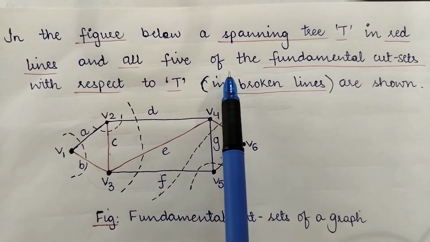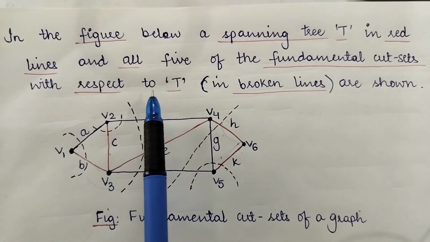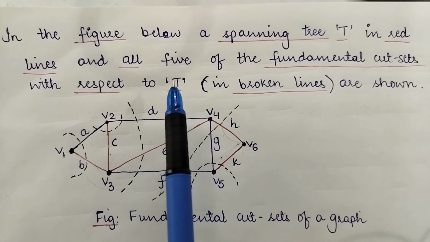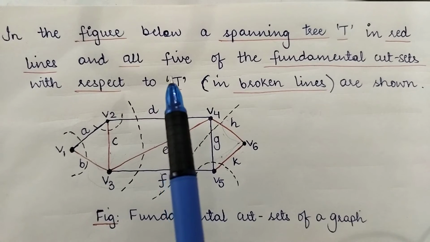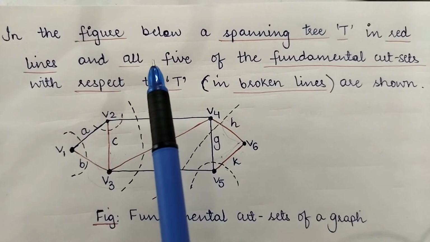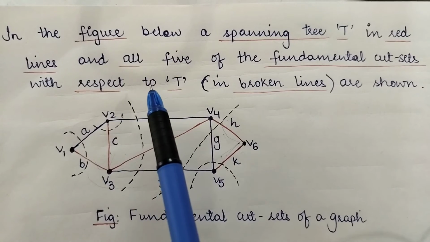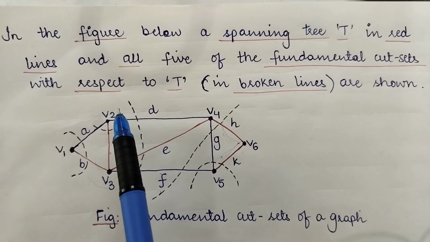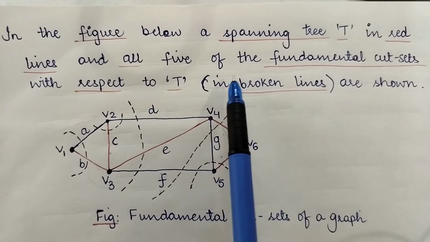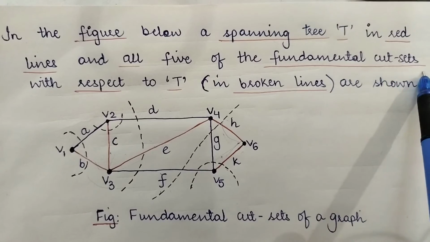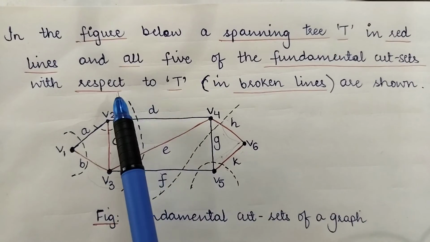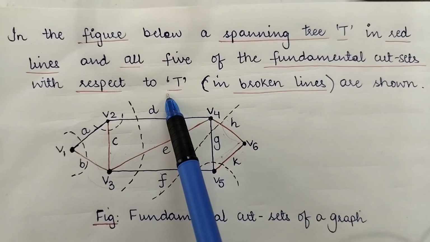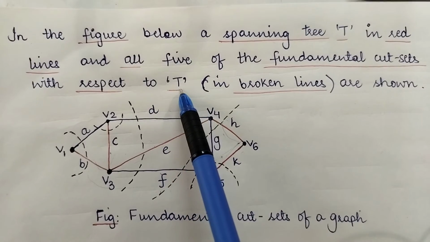Then all the 5 fundamental cut sets with respect to T, with respect to the spanning tree, because I told you a fundamental cut set cannot exist without a spanning tree. A cut set can exist without a spanning tree, but a fundamental cut set cannot. So when I say all the 5 fundamental cut sets, obviously they will be with respect to the spanning tree T, because the fundamental cut set does not exist without a spanning tree.